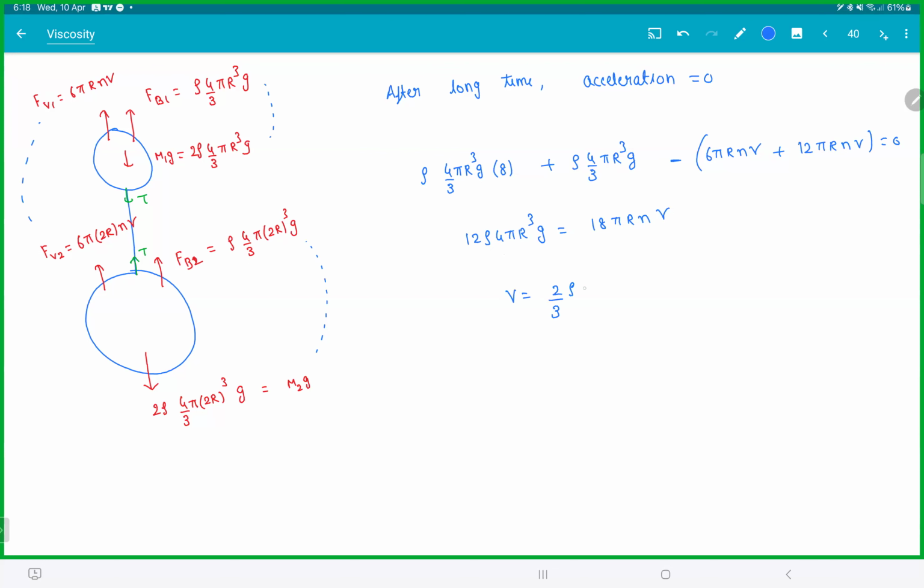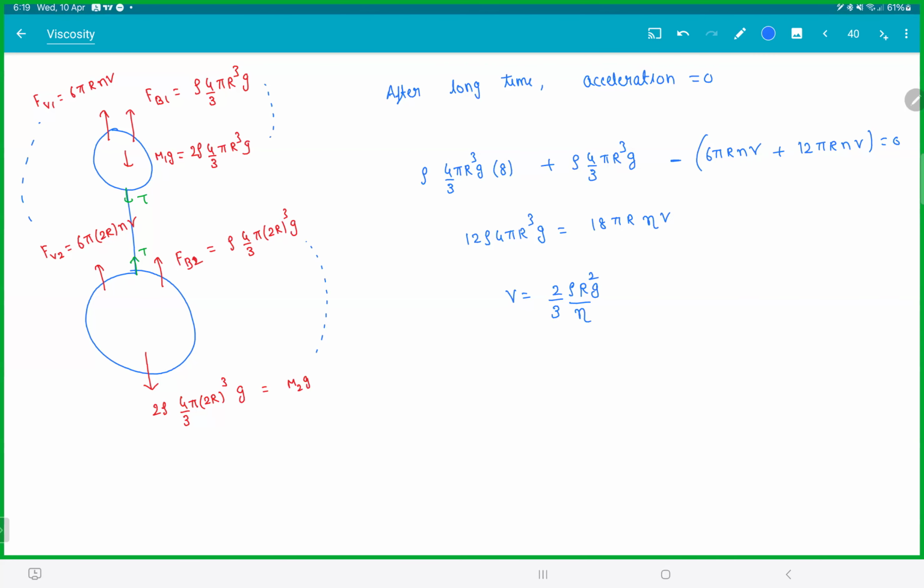Most of you got it. 2 by 3 r square g by eta. Yeah, right, Ishan. You got it. Who else got this? Anusha, you also got it. Suchir, you got it. Aryan, you got it. Others, check. See where it went wrong. Where did you mess up the equations?